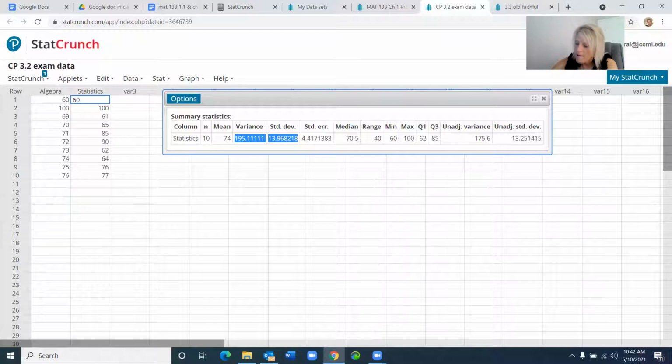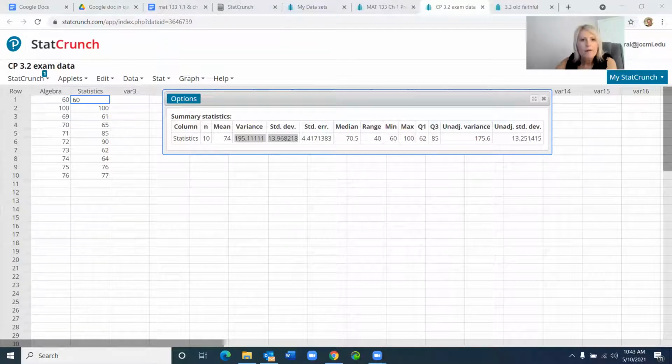13.968. And if we square 13.968, we should get 195. And I got 195.105. Now that's because I squared a rounded value. If you square the raw value, the way the calculator did that for us right here, then you're going to get this variance of 195.111. And that's okay. They're just a tinge off. That's all right.